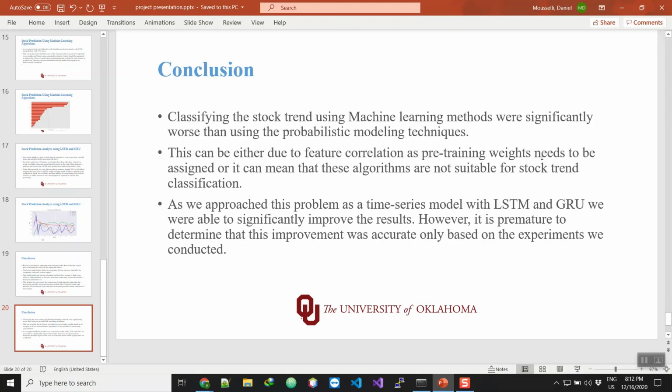This can be due to it just performing badly, or it may be an issue with my data preprocessing or feature preprocessing. And when we approached this with the LSTM model, we were able to improve this percentage to be around the probabilistic models that we have.